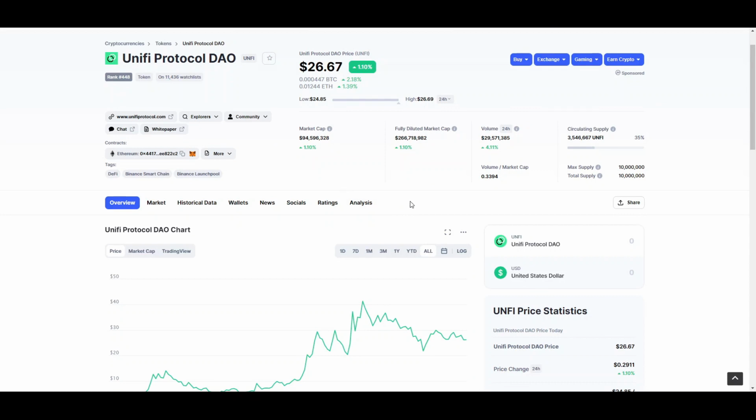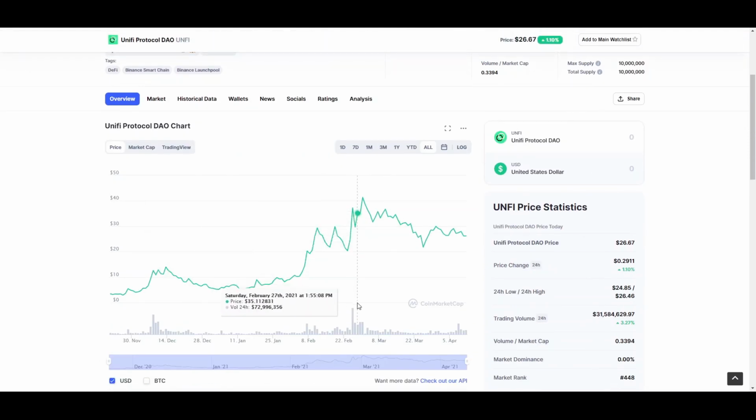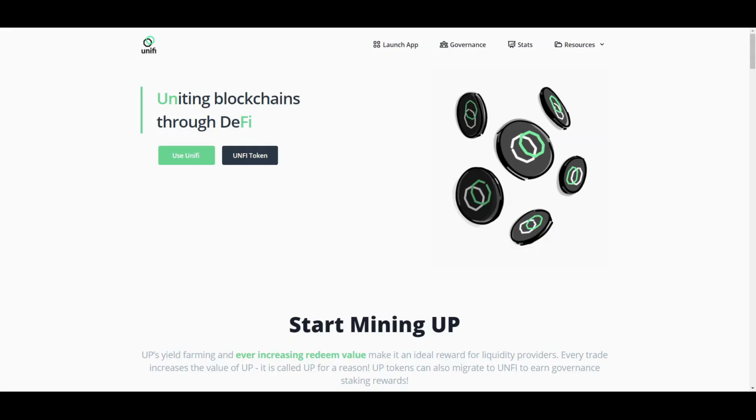Now let's move on. It's sitting at a price of $26.67 right now. A few of the other interesting things, some basic information you can see right here. You can see the graph, how it looks. However, we're going to talk about the technicals a little bit later. Now, what exactly is this Unify protocol?